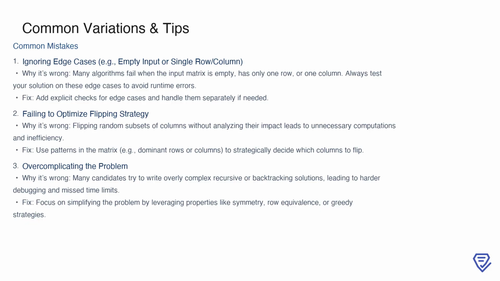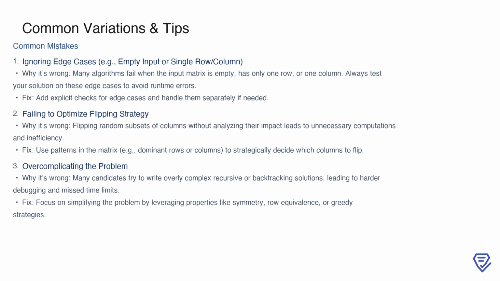Another mistake is failing to optimize the flipping strategy. Randomly flipping columns without a clear plan can result in unnecessary computations and inefficiency. Instead, focus on patterns in the matrix, such as dominant rows or columns, to guide your flipping decisions strategically. Finally, overcomplicating the solution is a frequent issue. Candidates sometimes attempt overly complex recursive or backtracking approaches, which are harder to debug and often exceed time limits. Simplifying the problem by leveraging properties like symmetry, row equivalence, or greedy strategies can make your solution both cleaner and more efficient.